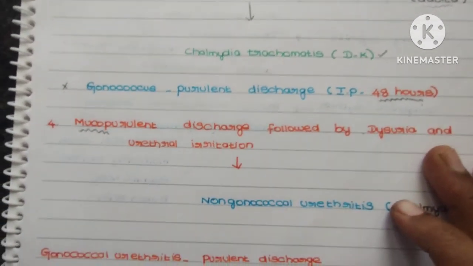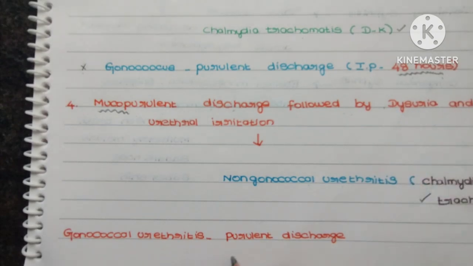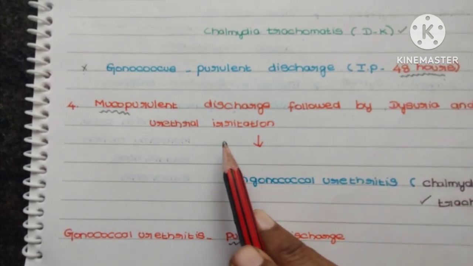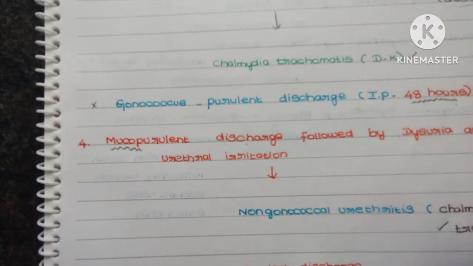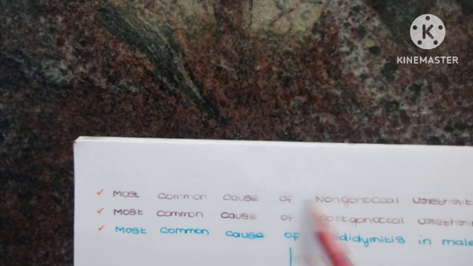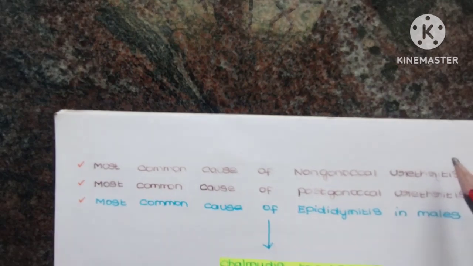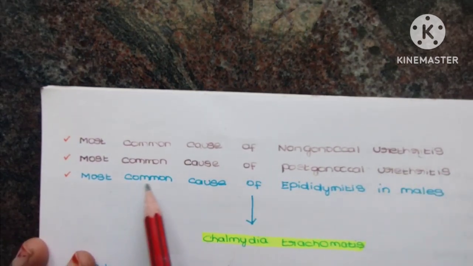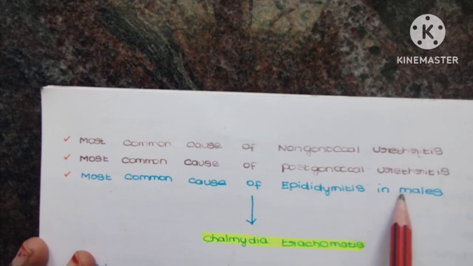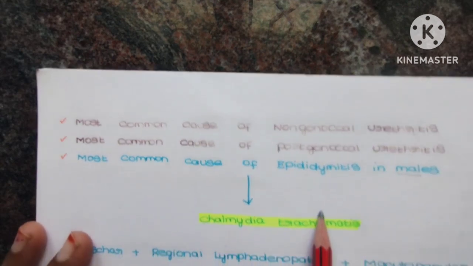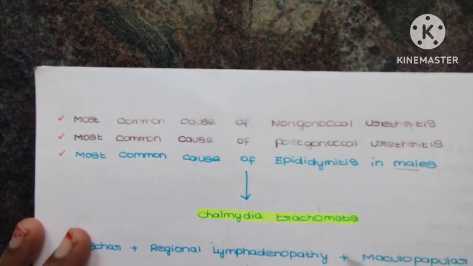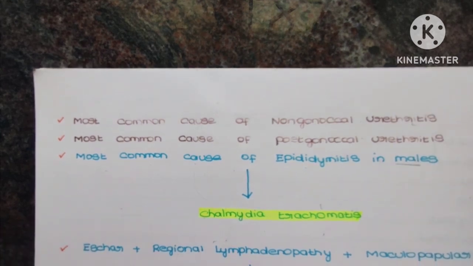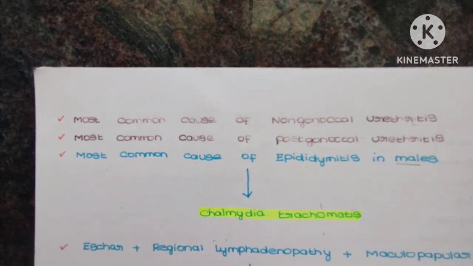And for gonococcal urethritis, as I told already, there will be a purulent discharge, whereas in Chlamydia trachomatis it is a mucopurulent discharge. So the most common cause of non-gonococcal urethritis, the most common cause of post-gonococcal urethritis, and the most common cause of epididymitis in males is Chlamydia trachomatis. Just for completion's sake, since we are dealing with chlamydia, we want to highlight some of the important points of chlamydia. That's all.